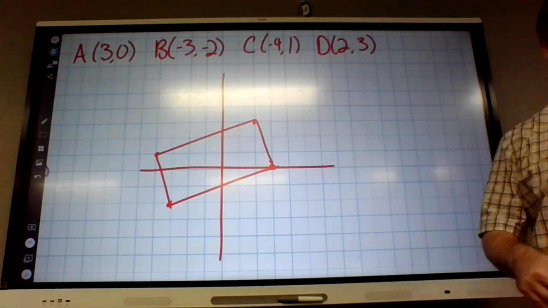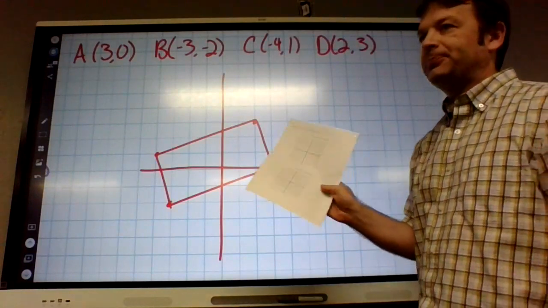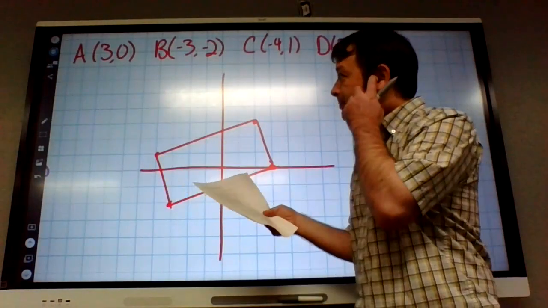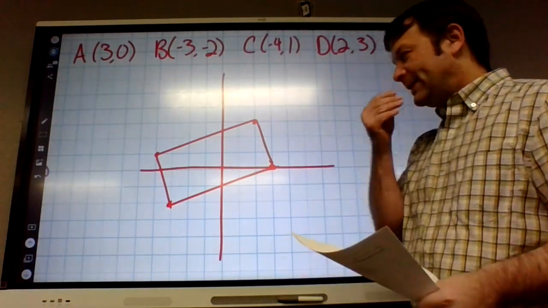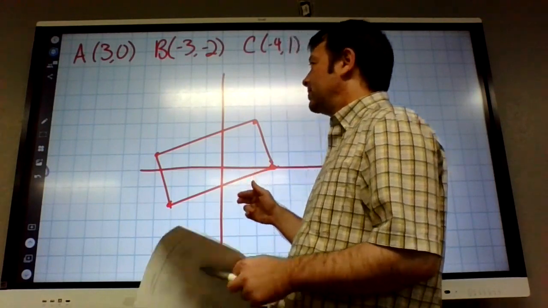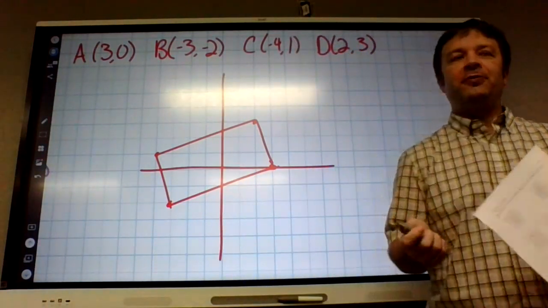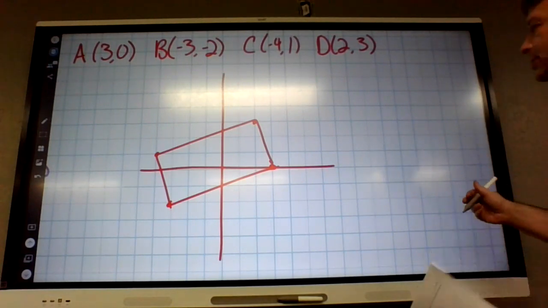Okay, so this is the last one. This is the second one on the last page. I went ahead and drew the ABCD shape. So what shape does that look like, clearly? Rectangle. They're not really asking us to prove it's a rectangle. They're just asking us to find the area and the perimeter.